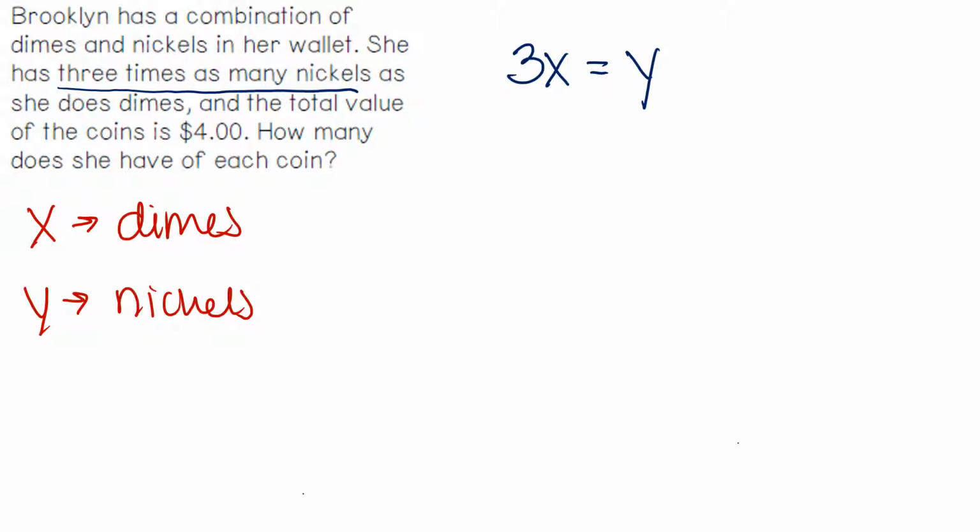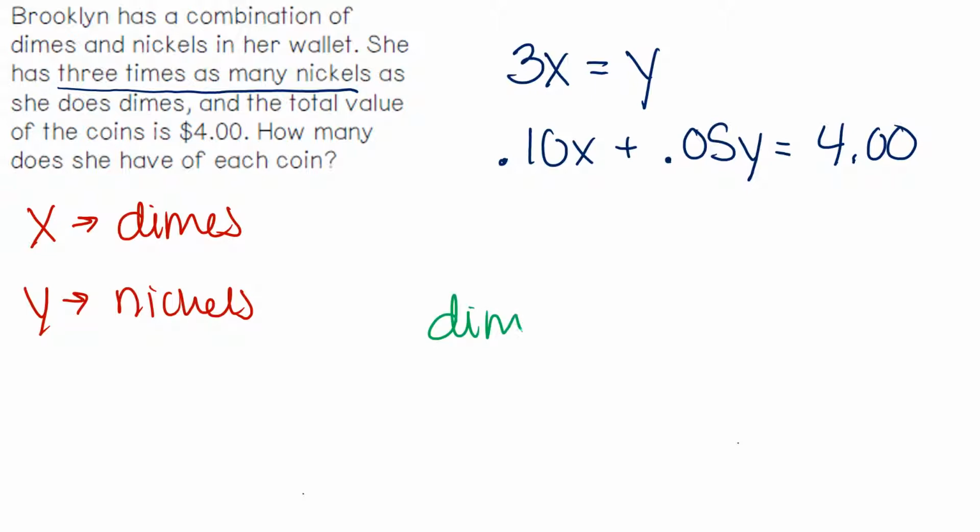And then the total value, so we're going to add it all up. A dime is 10 cents, and a nickel is 5 cents, for a total of $4. You can use the substitution method or the elimination method. You should get the same answer. For dimes, there are 16 dimes, and for nickels, there are 48 nickels.